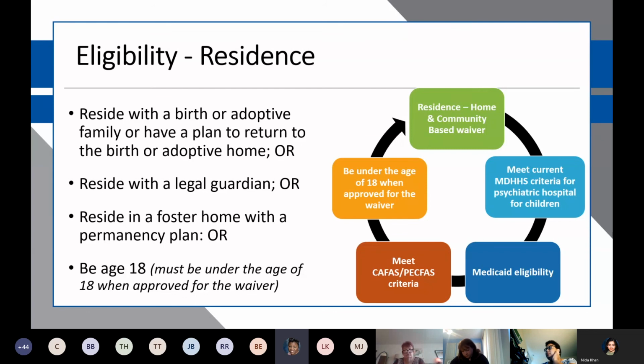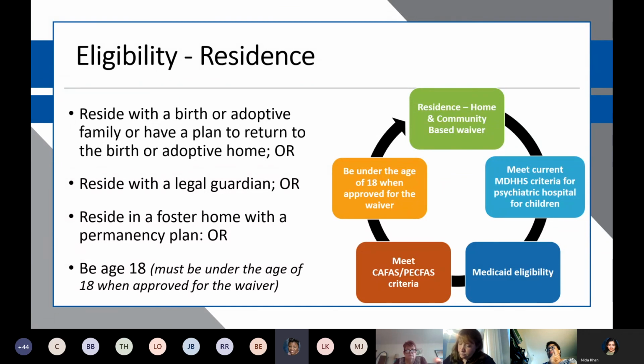In order to be eligible, it's important to note that the child must reside with either a birth or adoptive family member or have a plan to return to the birth or adoptive home. That would be in reference primarily to foster care kids, which we briefly mentioned and will talk about more later in the presentation, but that could also be biological children who may be away in a residential, which we see frequently, or the family may be moving back to Michigan. There are a lot of different circumstances where a child may be eligible based on their residence. Of course, they have to reside with a legal guardian, or they could also be residing in a foster care home with a permanency plan.